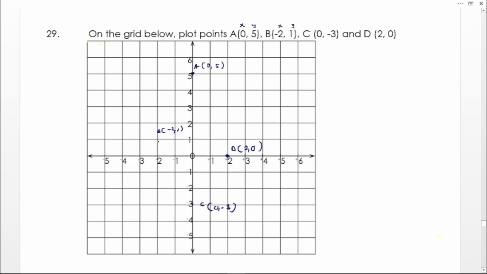-2 and 1. It's here. This is point B, which is -2 and 1. C, which is 0, -3. We are here. 0, -3. We are here. So we have plotted them.